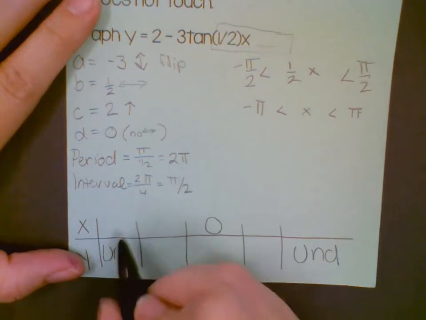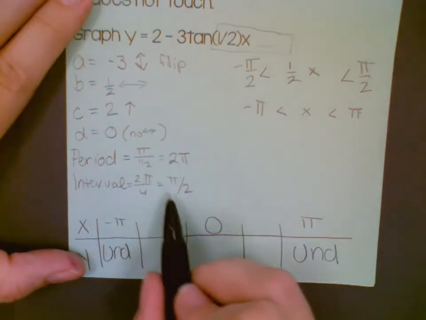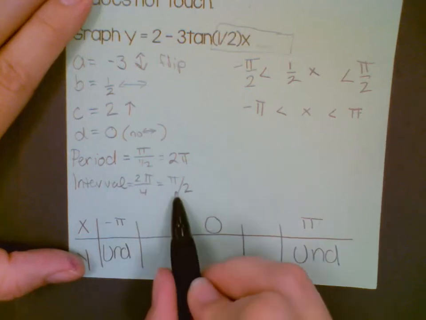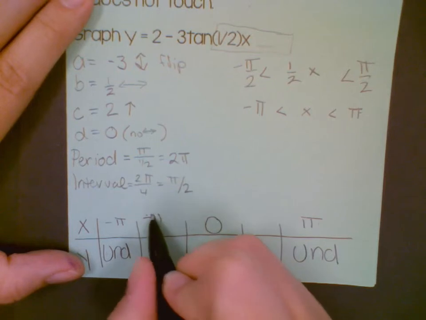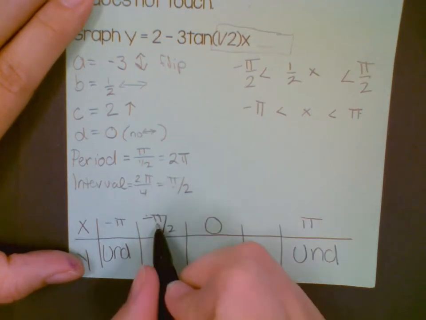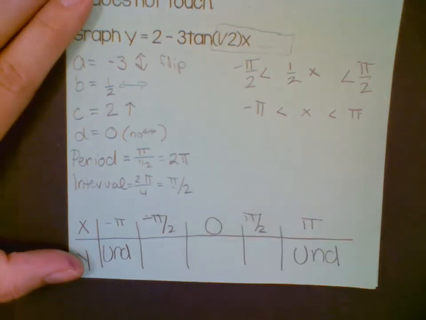Okay, so take those values and we'll put them at the ends of our graph. And then we could do our interval. You know it's between negative pi and 0. That'd be negative pi over 2. Or remember, if we add pi over 2, add pi over 2, add pi over 2, add pi over 2, we would get that. Good.